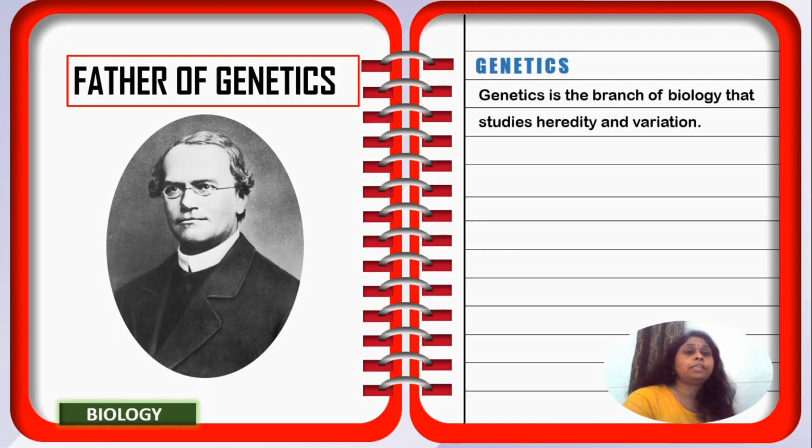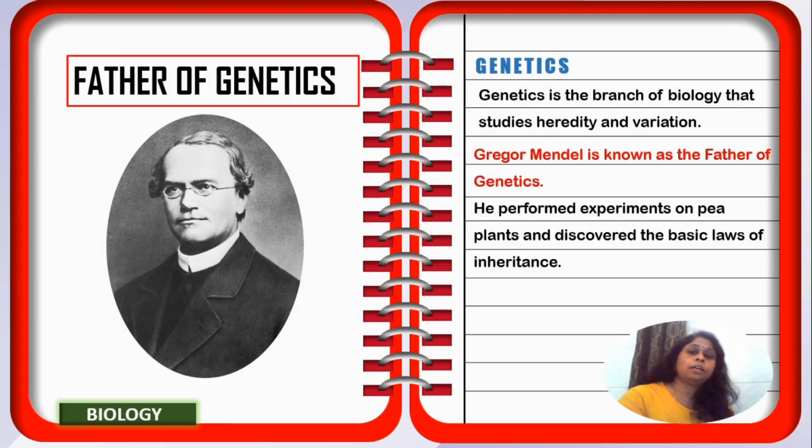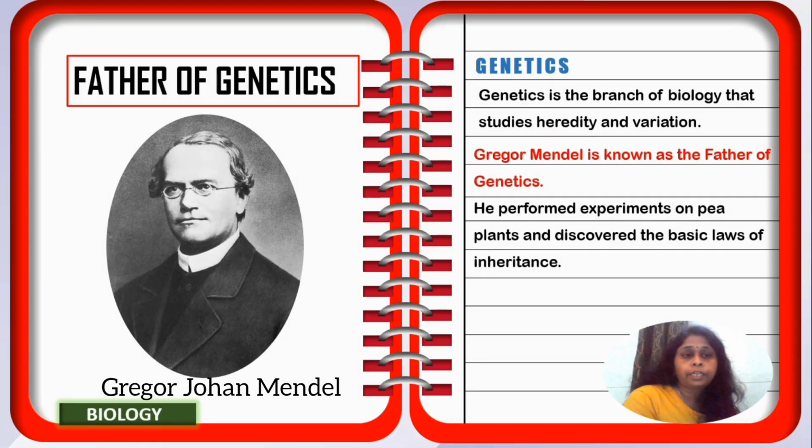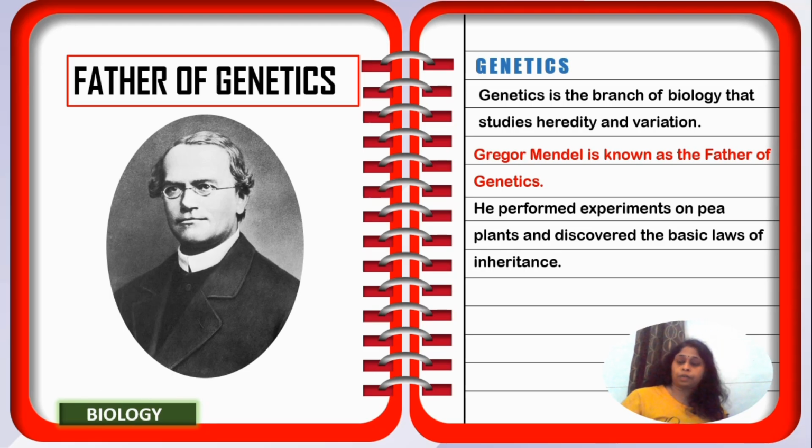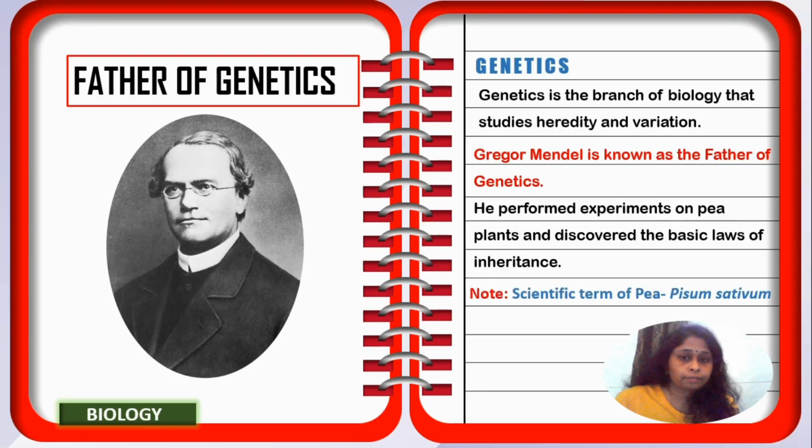Now let us study genetics. What is genetics? Genetics is the branch of biology that deals with the study of heredity and variation. And who is the father of genetics? The father of genetics is Gregor John Mendel. He performed experiments on the pea plant and discovered the basic laws of inheritance. The scientific name of the pea plant is Pisum sativum. This is important for your exam. If the scientific name of the pea plant is asked, the answer will be Pisum sativum.